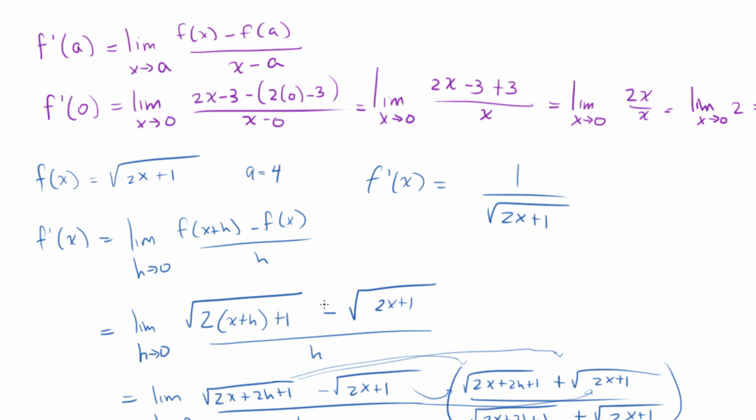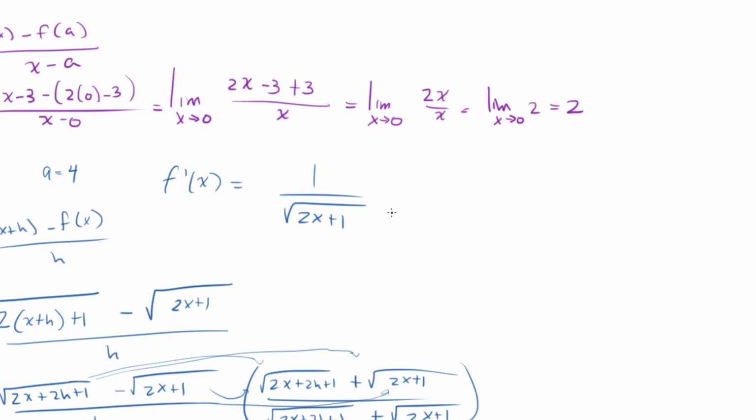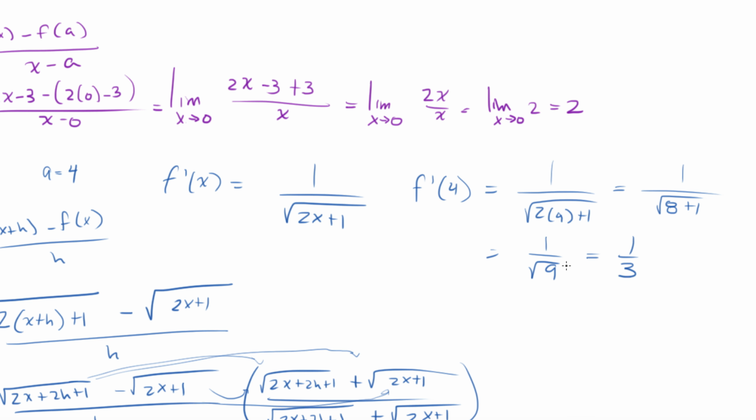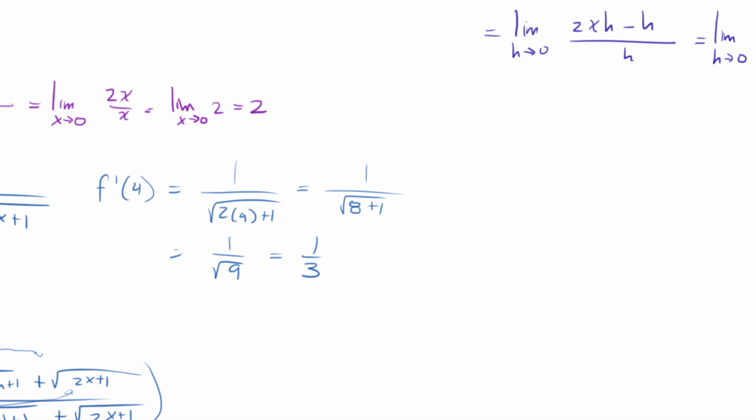Now if I want to plug in 4, so f prime of 4 is 1 over radical of 2 times 4 plus 1. So 1 over radical 8 plus 1, 1 over radical 9, which is 1 over 3. Okay? And again, I'm going to show you how to go straight to this 1/3 answer using the second definition.